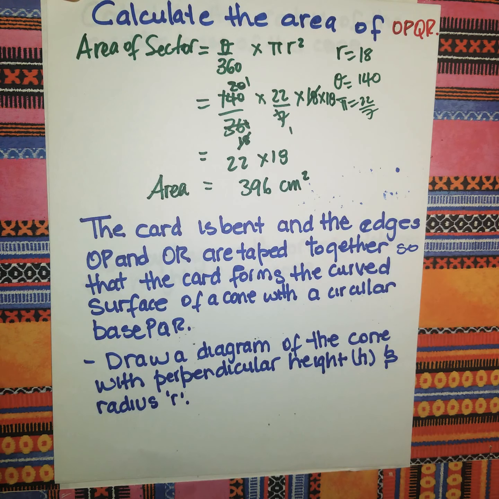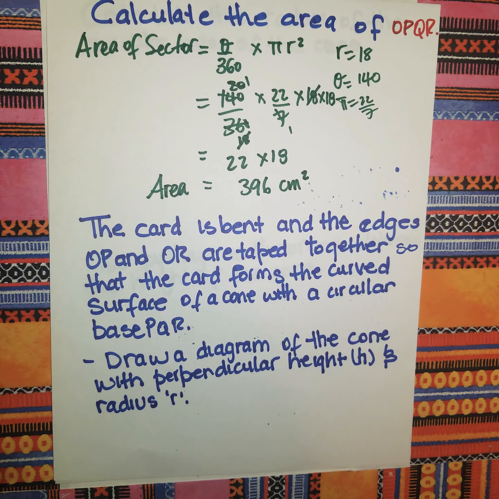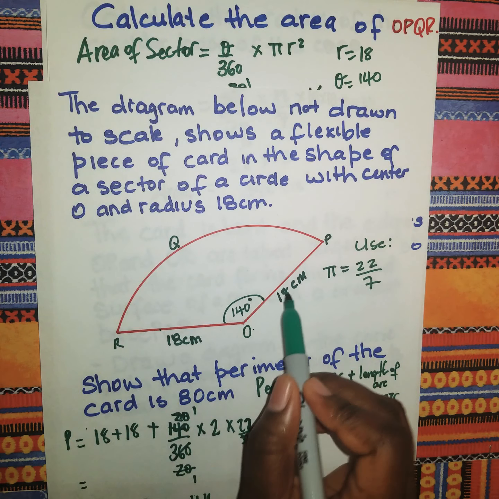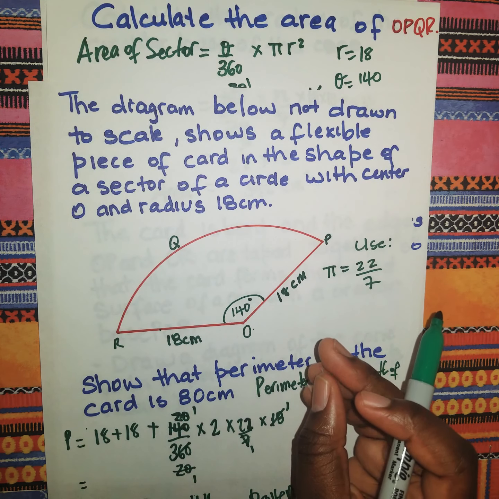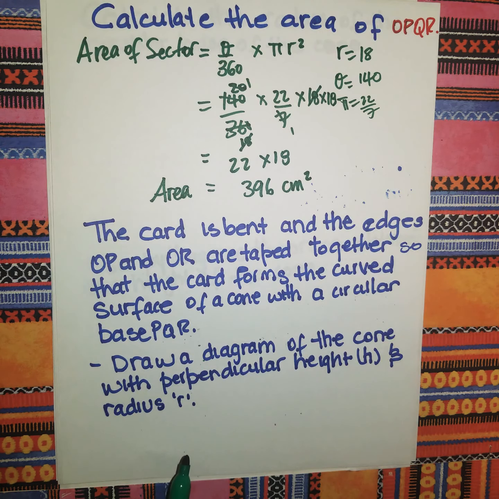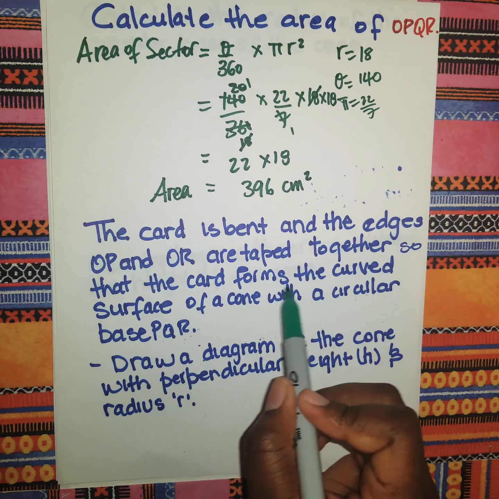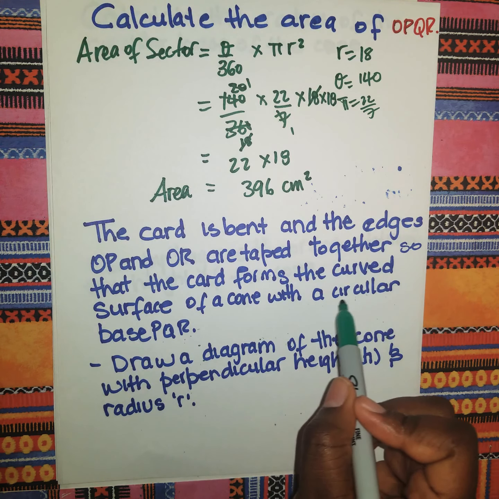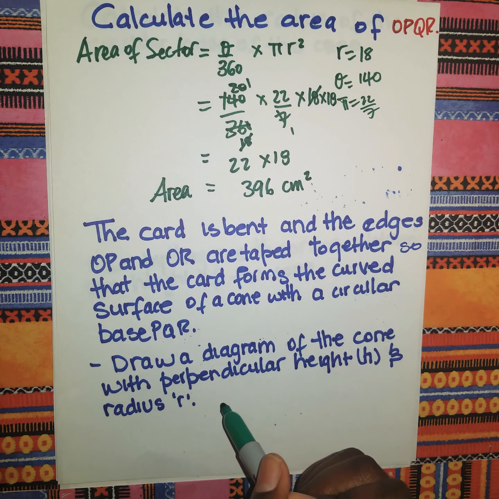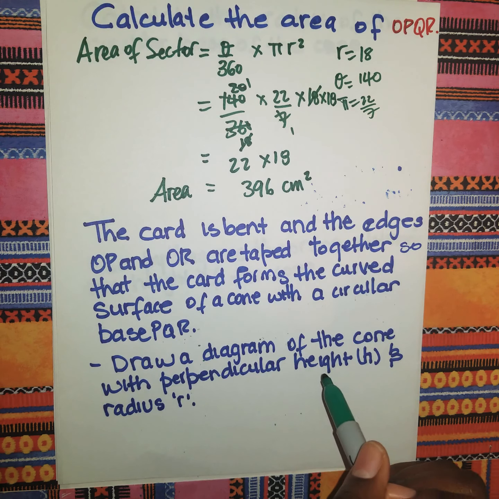So the next part of the question says, the card is bent and the edges OP and OQ are taped. Just imagine, guys, that this diagram is folded. So OP and OQ form a cone. If you can picture a cone, it's basically forming a cone. They are taped together to form the curved surface of a cone with a circular base PQR. Draw the diagram of the cone with perpendicular height and the radius.